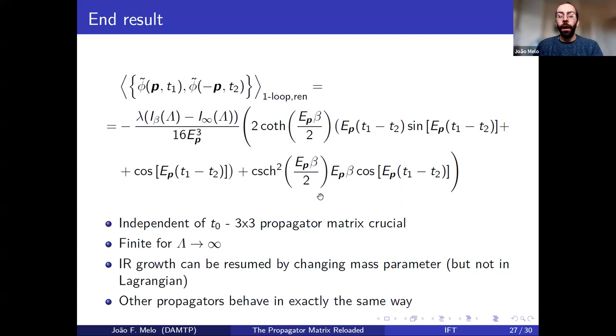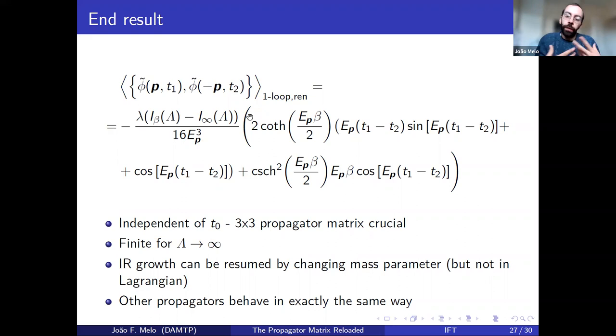I've also checked this kind of behavior for the other propagators, for the commutator, for the time-ordered one. They all behave the same way, with the same counter term working for all of them. There's also this term that goes as T1 minus T2, which has some IR growth, but this is fairly easy to resum. This can be resummed just by changing the mass parameter, because if you look at the counter term, if I had put in an I beta rather than an I infinity, then this would go to zero. That means having a temperature dependent mass would resum my divergences.